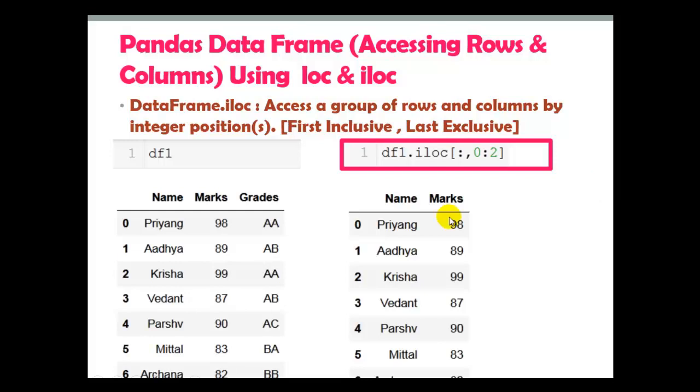Now here you can see I want to print all the rows of column numbers 0 and 1. As I said, the first one is inclusive and the last one is exclusive. So here it will print 0 and 1, the first and second column. With some more examples, let me show you this practically in the Jupyter Notebook.